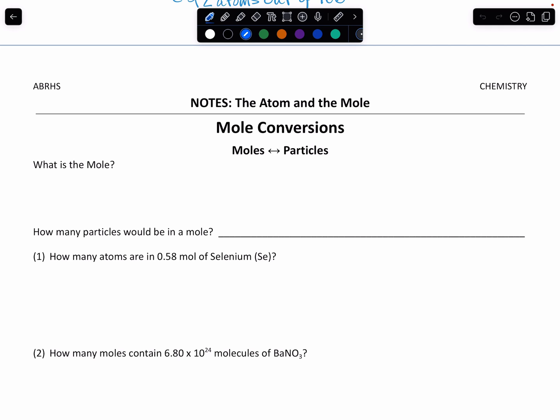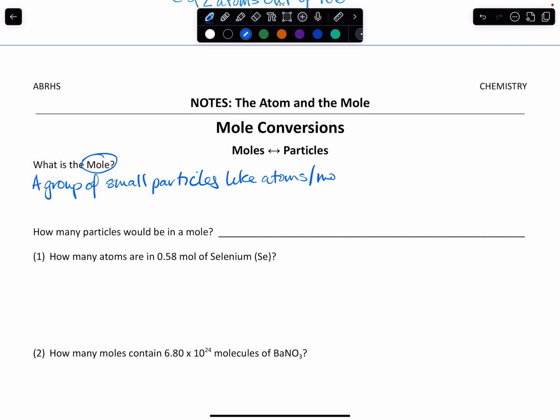All right, so before we can really get into that, we really should define this word, the mole. That's going to be a new word for us, a new term. The mole is a pretty simple concept. It's a group of small particles, something like atoms or molecules, and it could be even something smaller like protons, neutrons, or electrons. The key is the word small. The reason for that is the number of particles within a mole is large. It's very, very big.